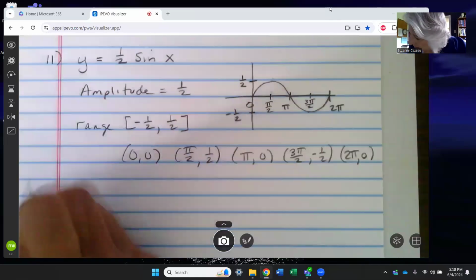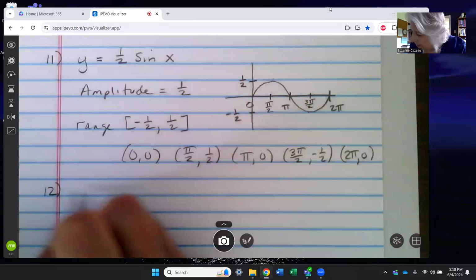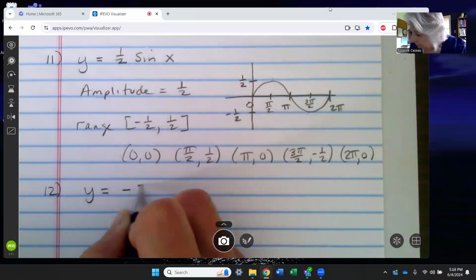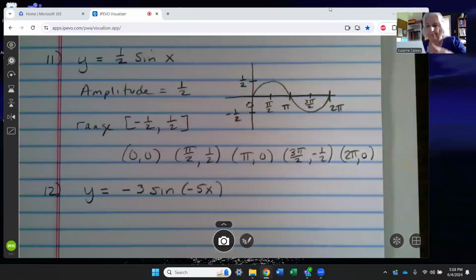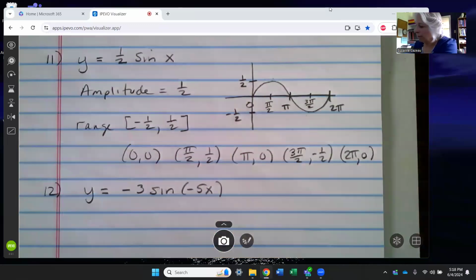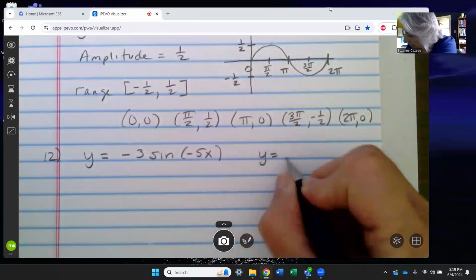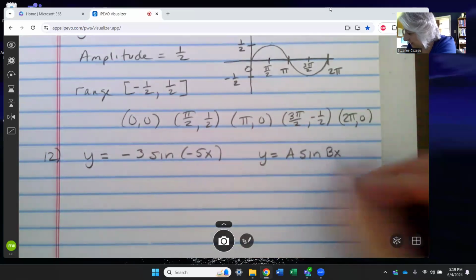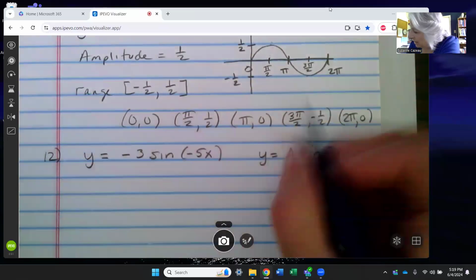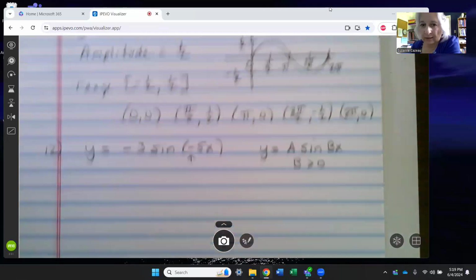Number 12. Okay, so now we have y equals negative 3 sine of negative 5x. Okay, so first off, when you're looking at y equals a sine bx, right? When you're looking at that, b is greater than 0. So that means you've got to get rid of this. You've got to make that positive. Okay. So how do you do that?